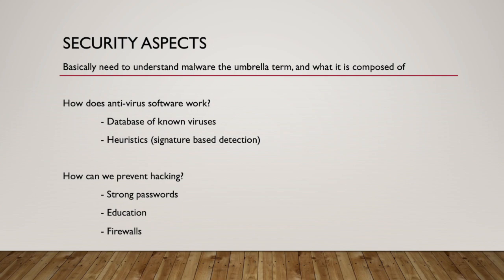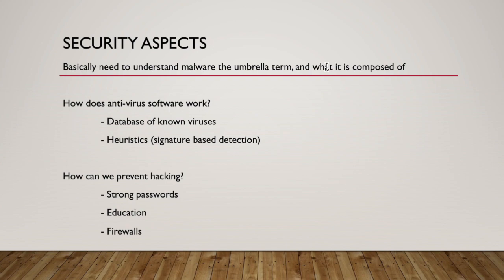Okay, security aspects. Basically, you need to understand malware, the umbrella term, and what it is composed of. Remember, malware includes viruses, spyware, and adware. Those three things. Anything that is malicious. Malware is malicious software. It's the portmanteau of malicious software. Then we need to have a little bit of knowledge about how antivirus software works. Before we go on to that, we need to know what adware, spyware, and viruses are. So remember, malware is the umbrella term.